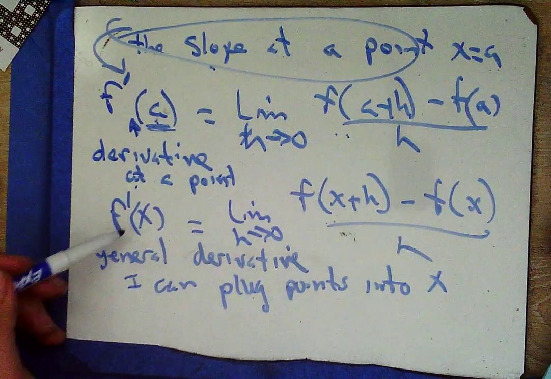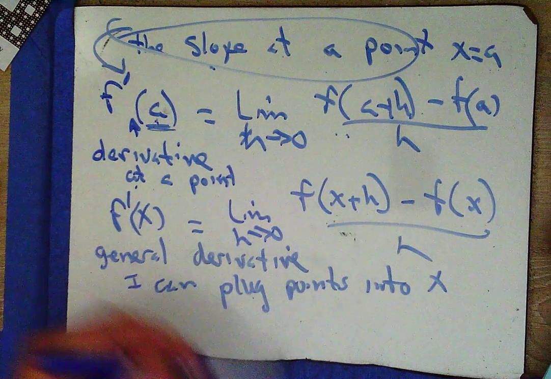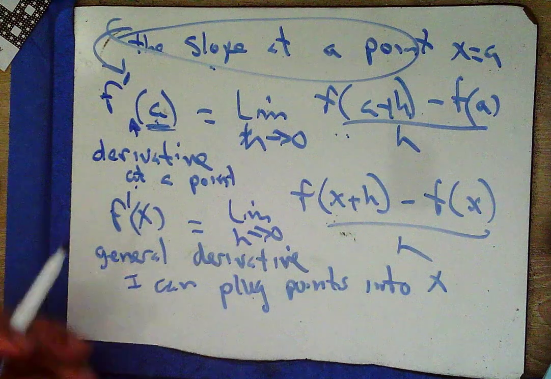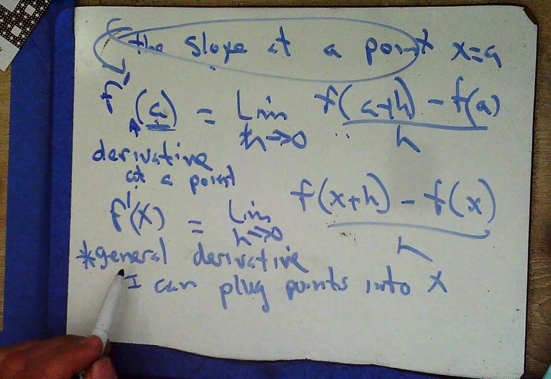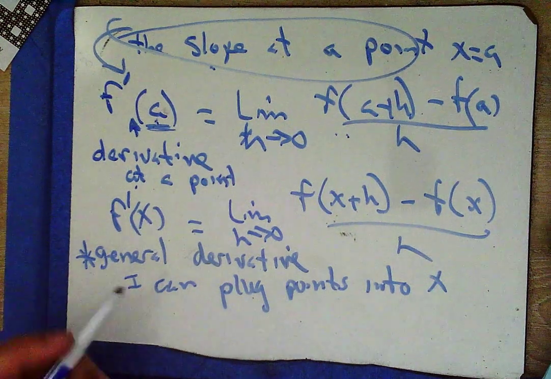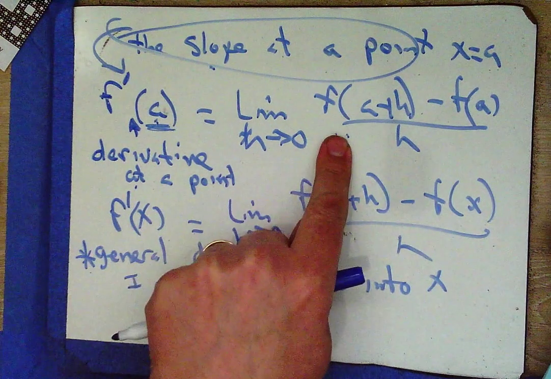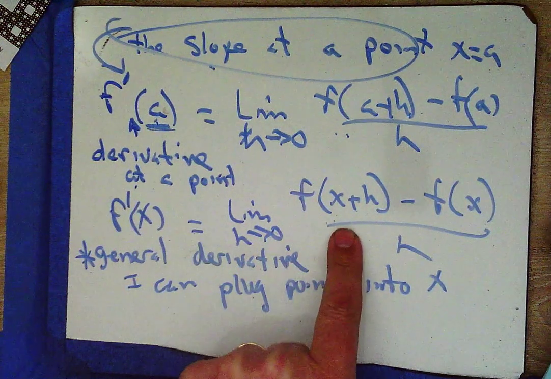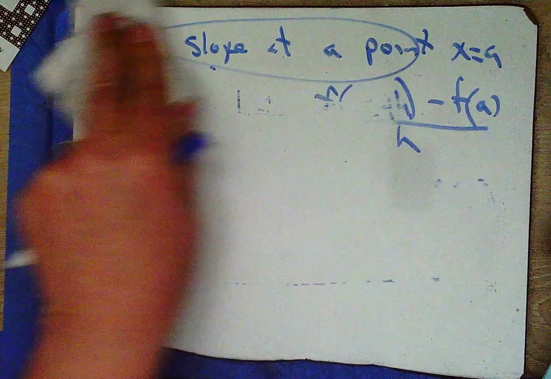This builds a general derivative when I'm done with it, and then I can plug all kinds of points into that. So this, I find, is really useful and helpful if I need to find the slope at more than one point on a curve. Okay, so right now, this is the limit definition of the derivative at a point. This is the limit definition of the general derivative. And I'll make clear more of those once we get to examples.